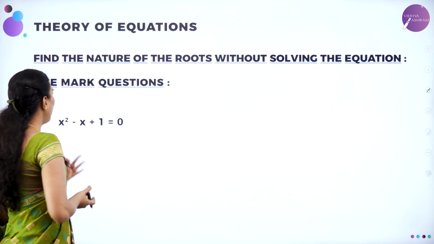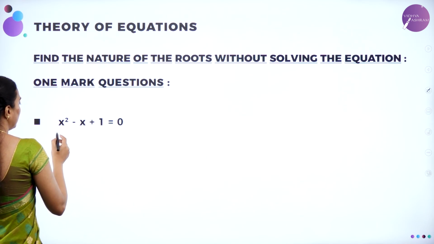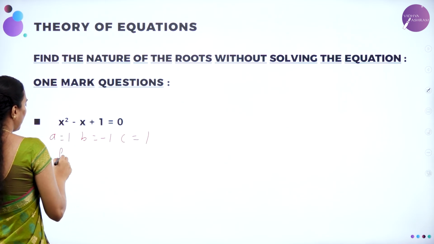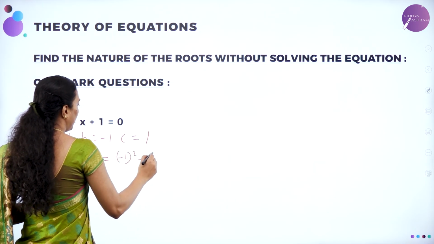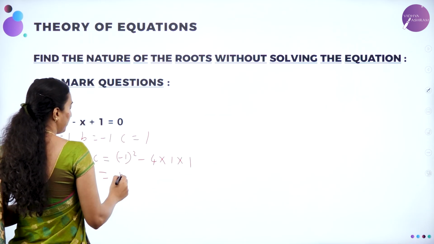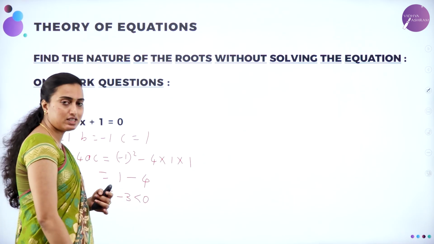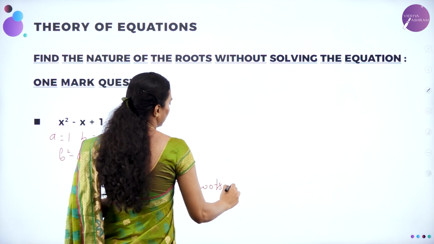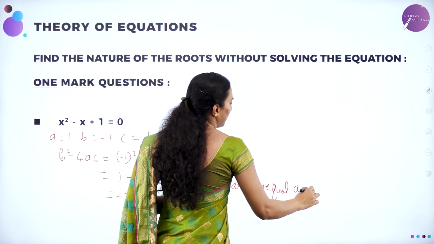So we'll move on to the next problem. What they have asked, same: find the nature of the roots without solving the equation, 1 marker. So here comparing a is equal to 1, b is equal to minus 1, c is equal to 1. So what happens? b squared minus 4ac. b squared is minus 1 squared, minus 4 into a is 1, c is also 1. So minus 1 squared is 1, minus 4 into 1, which will be getting minus 3, which is lesser than 0. If it is lesser than 0, it means the roots are unequal and imaginary.